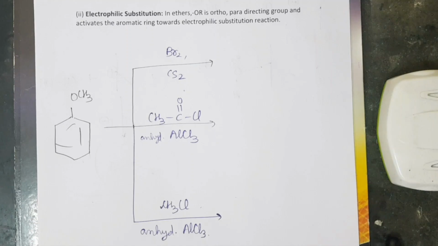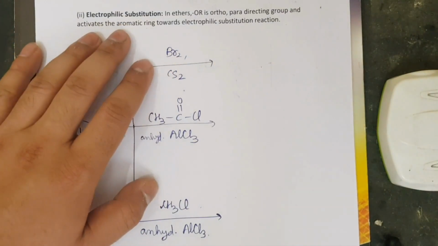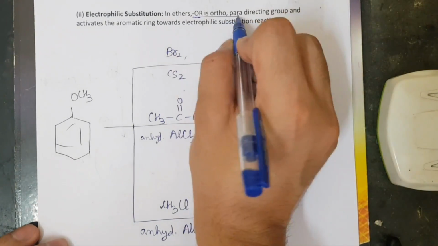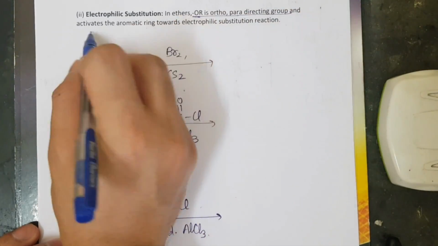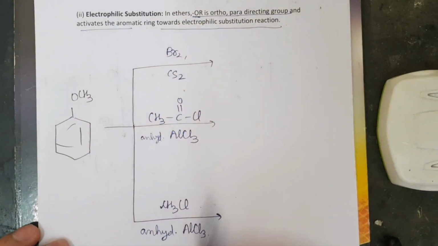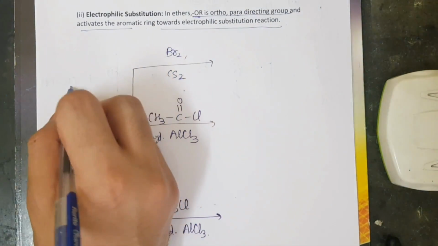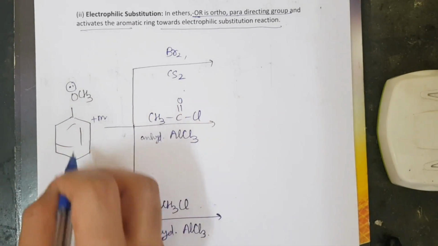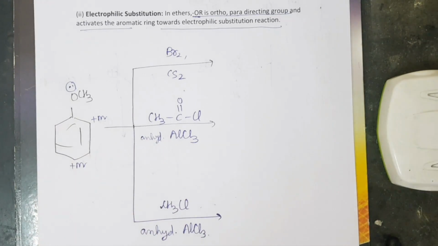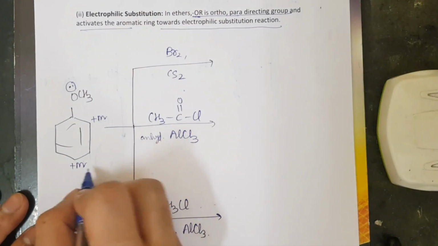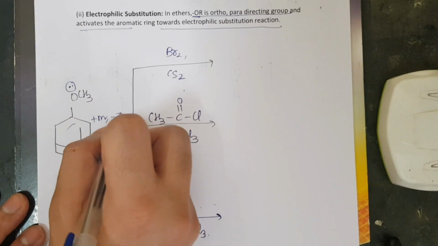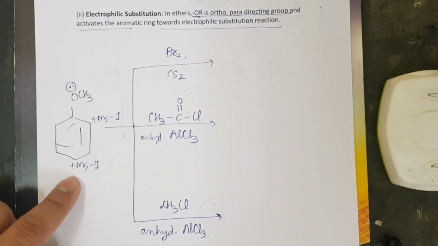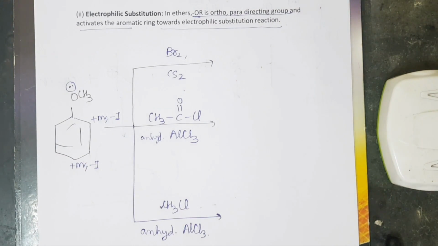Okay, so very important step. We have the electrophilic substitution, which is the last part of the chapter. In the ethers, OR is an ortho para-directing group and activates the aromatic ring towards electrophilic substitution reaction. It has a lone pair, so it activates the ring, showing the plus M effect at the ortho and the para positions. Okay, but the para position will be more electron rich because the minus I effect shown is greater for the ortho position in comparison to the para position. So para will be the major product in the reactions.